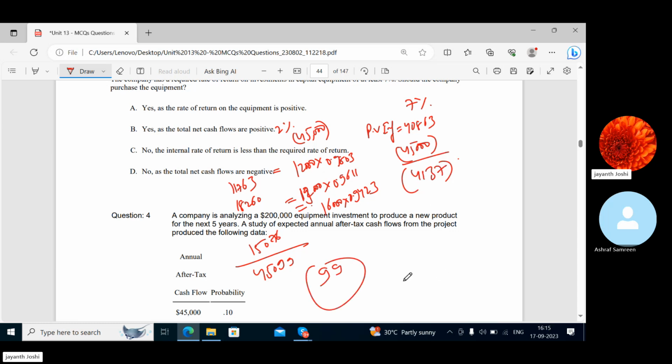So how to find out the IRR? Now we can easily prove the answer. Lower rate 2% plus NPV. Did you write the formula for IRR? The interpolation formula. Just a second.